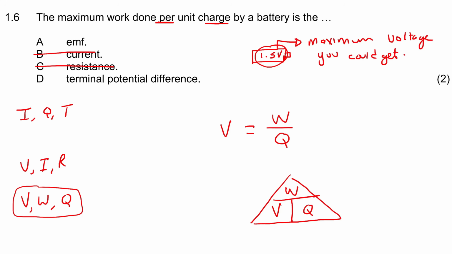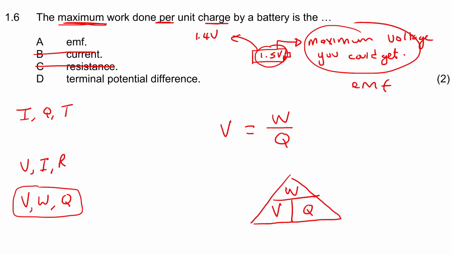But obviously, because in real life there are inefficiencies, maybe there are imperfections within the battery, in real life maybe you're going to get like 1.4, for example. But this maximum that you could potentially get, we call that the EMF. So because they use the word maximum over here, it is actually going to be A. So I do apologize that earlier I said we need to ignore that. I hadn't actually looked at these options, but the maximum that you can get out of a battery is the EMF.